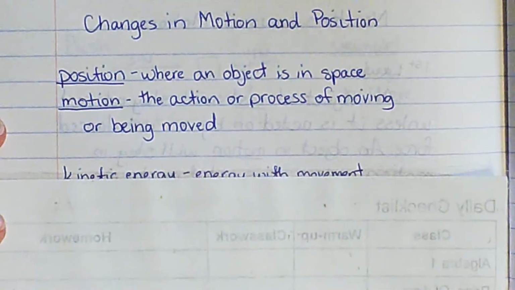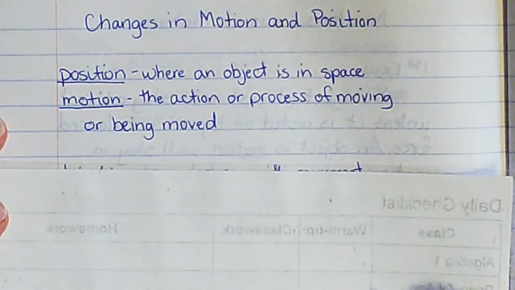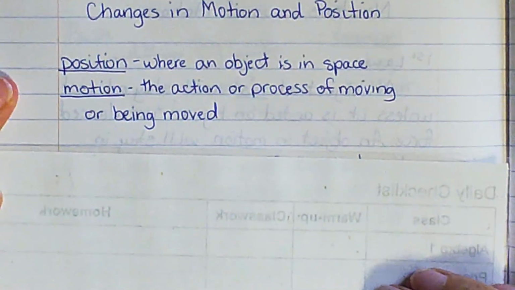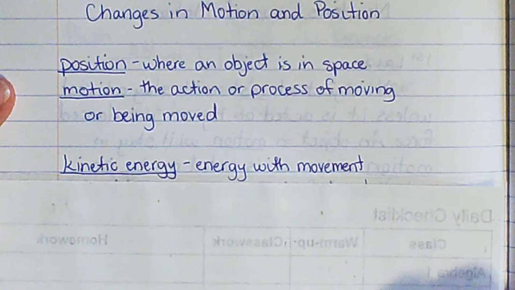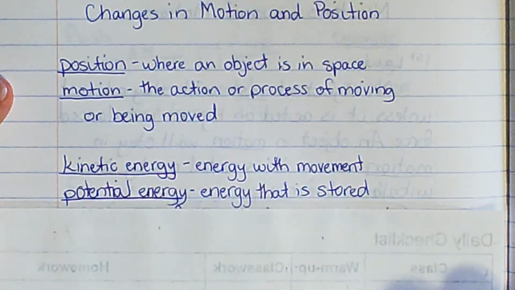Now we talked about energy, and there's two kinds we're going to talk about today: kinetic energy and potential energy. So kinetic energy has to do with energy you get from movement. Anytime there's movement, that is kinetic energy. When energy is stored, that's going to be your potential energy.